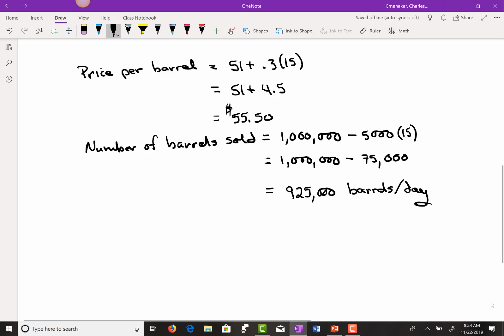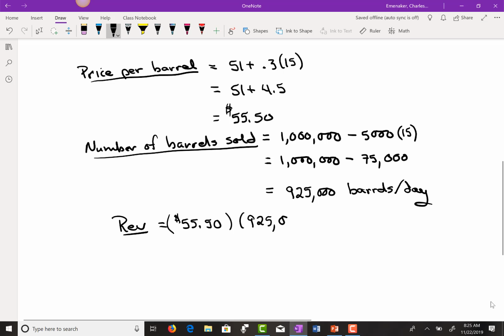Well, wait a minute. What this is saying is we're selling less oil but making more money? That's what this is saying, isn't it? Well, let's check this and see what's going on. The revenue, okay, so we got three things: price per barrel, number of barrels sold. The revenue is going to be the price per barrel, $55.50, times 925,000. It's going to work out to be a fair chunk of money. And this is per day. Go out and buy that Tesla pickup truck.